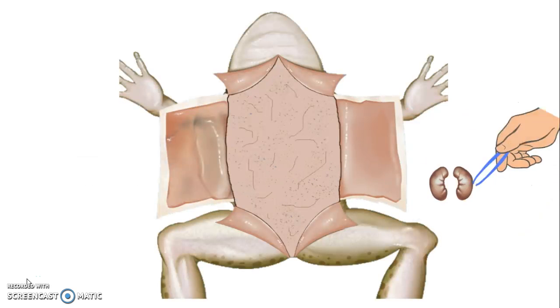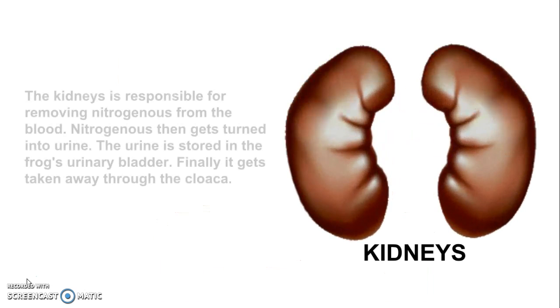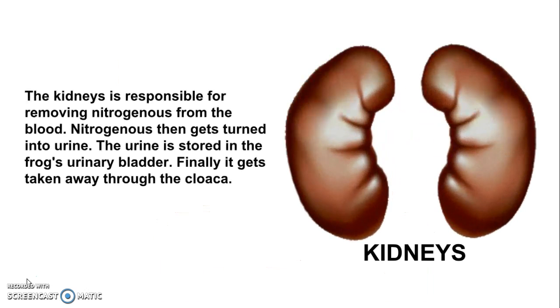And last but not least are the kidneys of the frog. So here are the kidneys, and the kidneys are responsible for removing the nitrogenous waste from the blood. Nitrogenous waste then gets turned into urine. Then the urine is stored in the frog's urinary bladder, and finally it gets taken away through the cloaca.